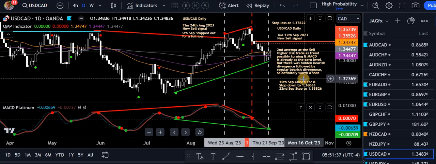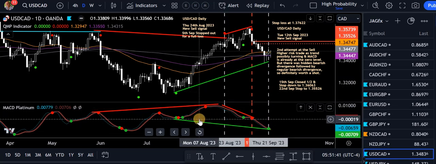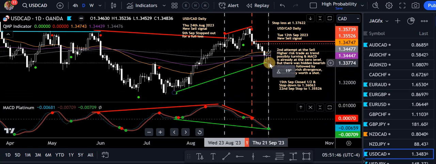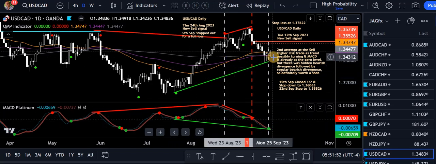In the meantime, grey vertical line. We've got a green dot on the MACD Platinum below the zero level, and there's also divergence forming. So I've just drawn these lines on, bit of preparation. So potential hidden bullish divergence there, which is good. So I'm getting ready to buy, possibly.